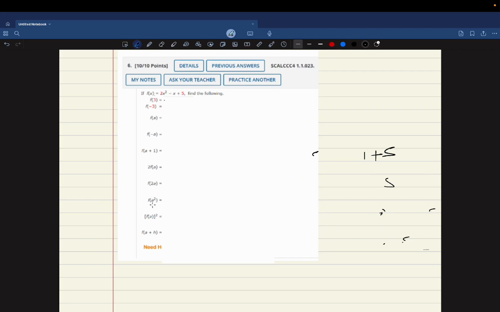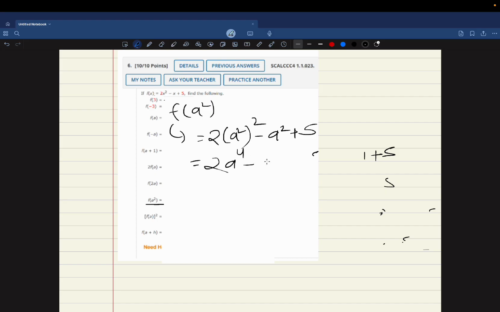Now this is the next one, so it's f of a squared. We need to replace x with a squared. I guess we already did it. No, we did this one. Okay, so never mind. So f of a squared, we need to replace x with a squared, so 2 and then (a squared) squared, the square is already there so we need to keep it, and then minus a squared plus 5. Okay, so next step, a squared squared will be a to the power 4, 2 times 2 will be 4, and then minus a squared plus 5. So this is our answer. So 2a to the power 4 minus a squared plus 5 is the answer.